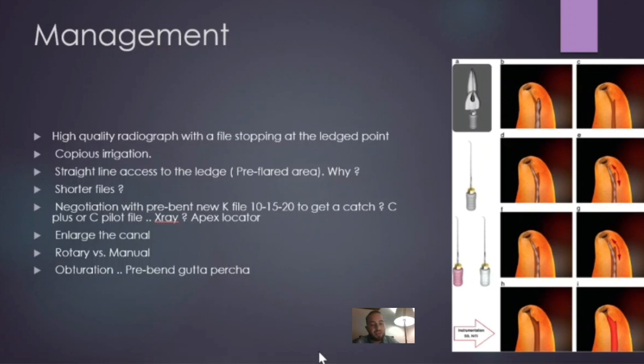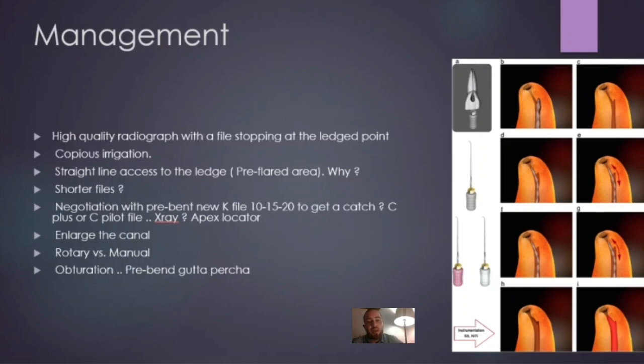You have to keep pulling that file in and out and rotate it until you feel the sticky point, which means that the pre-curved file found the original path of the canal. Now take an X-ray to make sure that you regained the correct path of the canal, and then start moving your stainless steel file with short up and down strokes until the file is completely loose. Always try to stay below the ledge and never go above the ledge, otherwise you have to spend more time to bypass that ledge again.